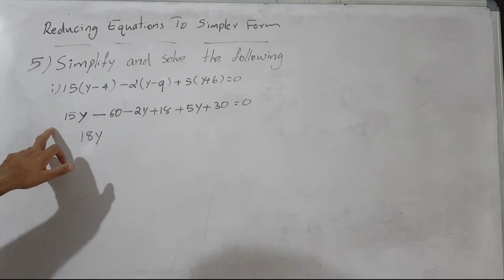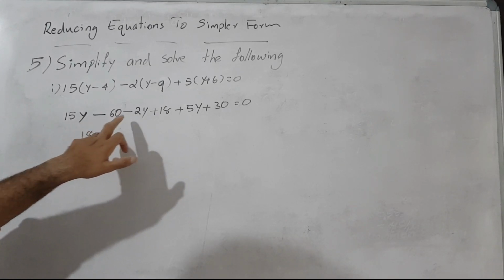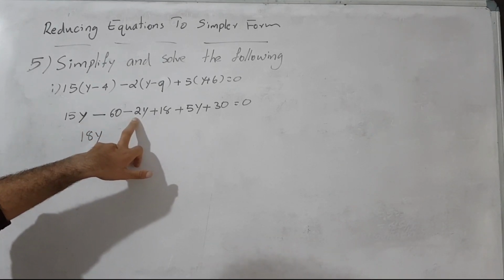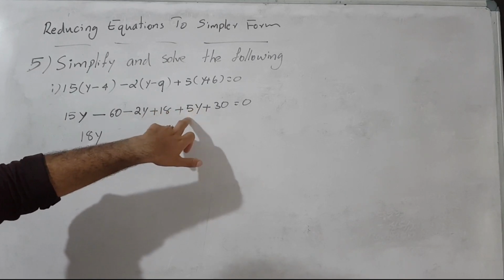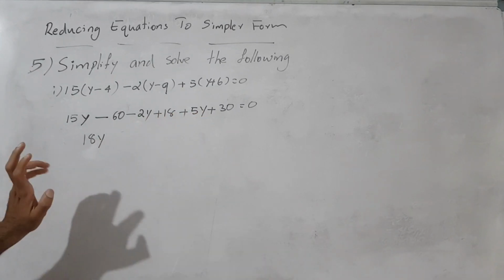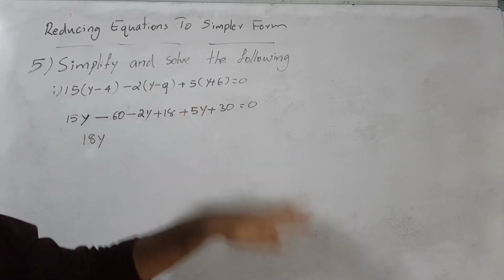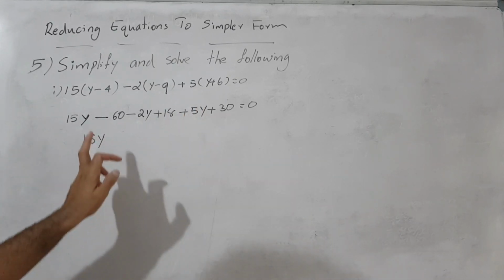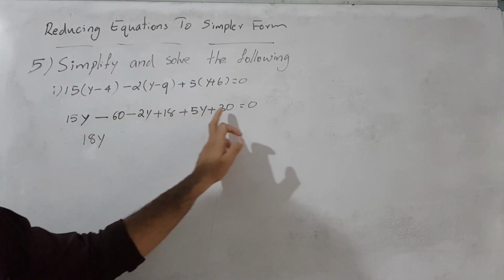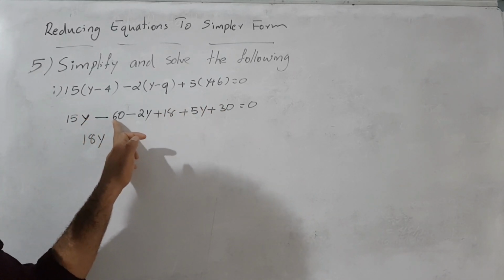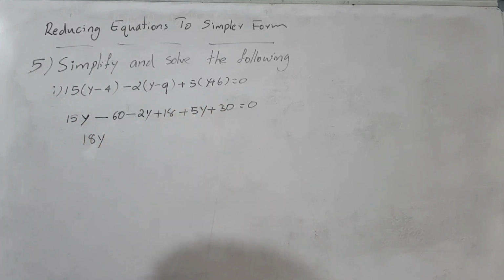We add first the terms containing the variable. 15y minus 2y is 13y. 13y plus 5y is 18y. Next we add the terms not containing the variable. What are they? Minus 60, 18 and 30. Then minus 60 plus 18. Both are different signs, so we subtract 60 minus 18.